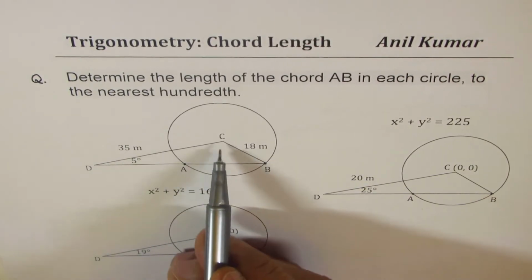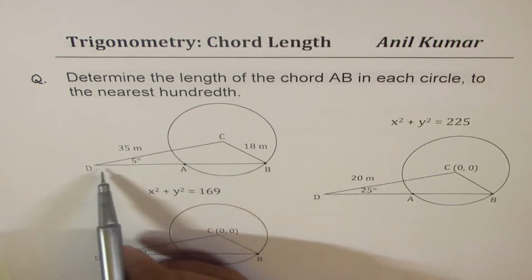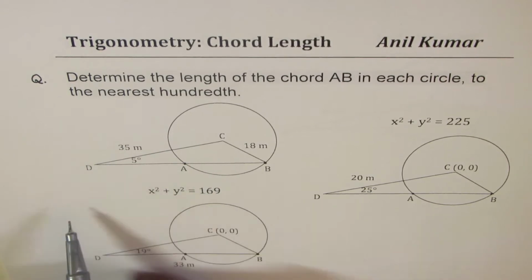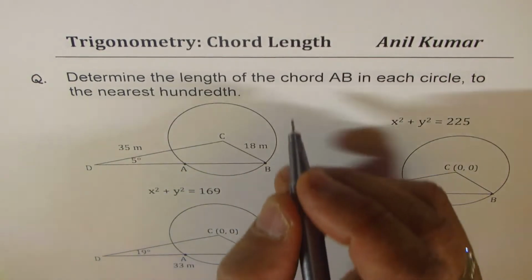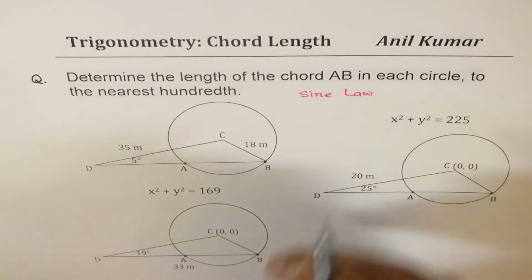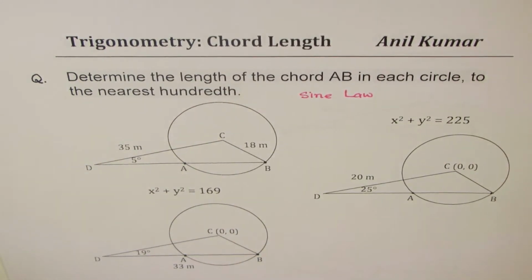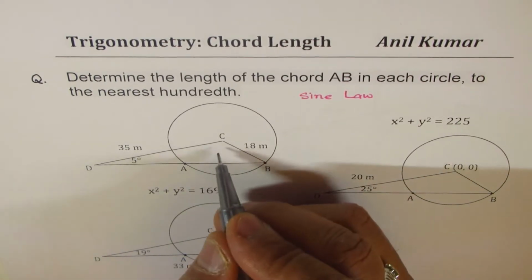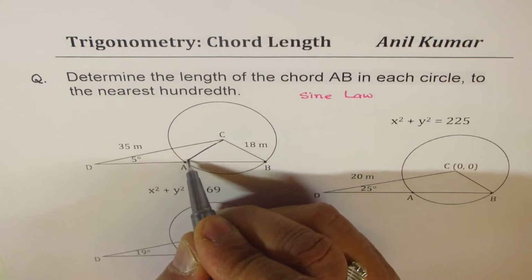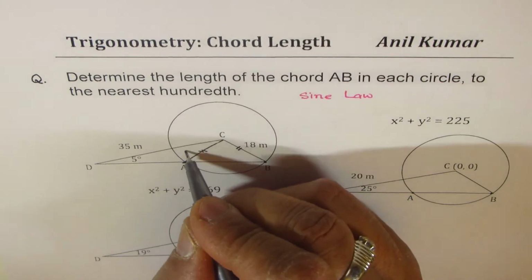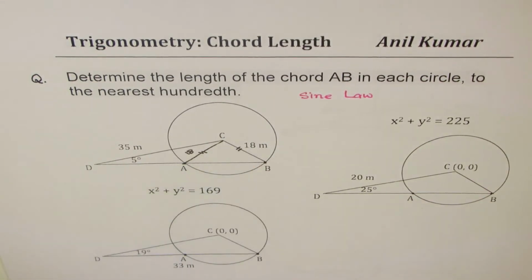Now in the first case, if you look at triangle CBD, you are given an angle and the opposite side, and another side, so you can apply sine law. So these are all applications of sine law. Another important thing you notice here is that whenever we talk about the radius, if you join C with A, we get two sides, and the other side is also 18, right? It forms an isosceles triangle.